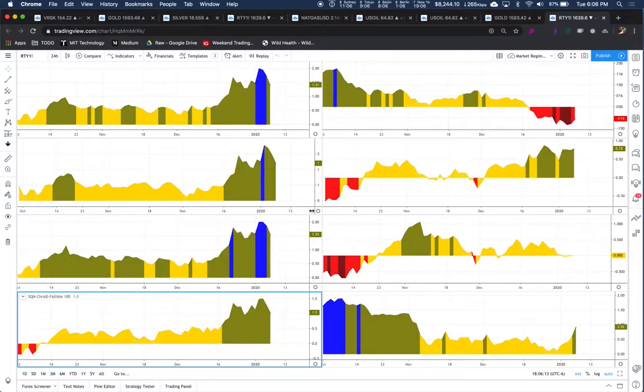So identify a market type. I suggest bull quiet, and then go through and find the different assets and see which ones are in a bull quiet, because that's the easiest.